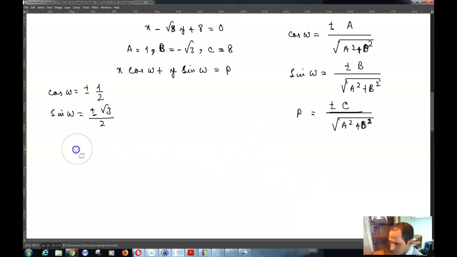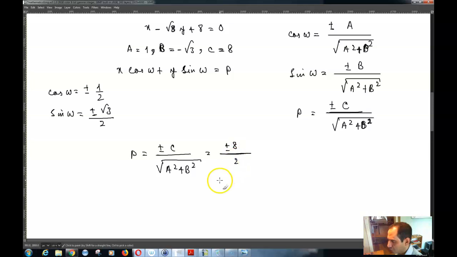And then you have your p, which is equal to plus or minus c over the square root of a squared plus b squared, where c is equal to 8. So that becomes plus or minus 8 over 2, which is equal to plus or minus 4. So your p is equal to plus or minus 4.